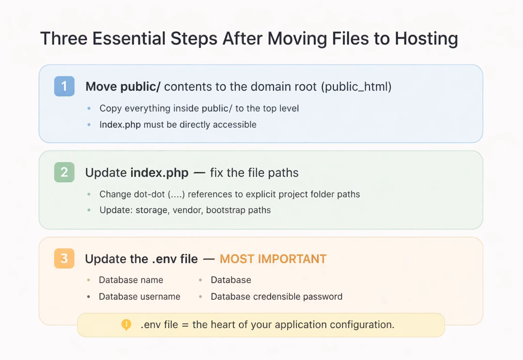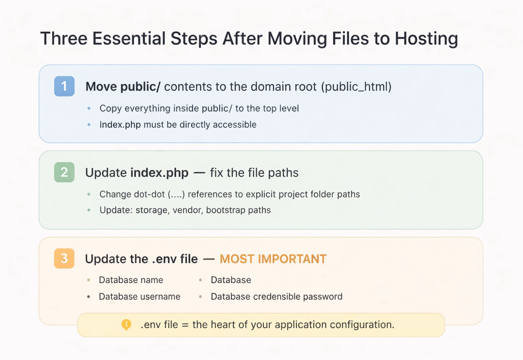The instructor summarizes the deployment process into 3 clear steps, and it's worth memorizing these. Step 1. Move the contents of your public folder out to the domain root. Everything inside public needs to be at the top level of public_HTML, so that index.php is the first file the server finds. Step 2. Update index.php to fix the file paths. Replace the ../ references with the correct explicit paths pointing to your project folder.